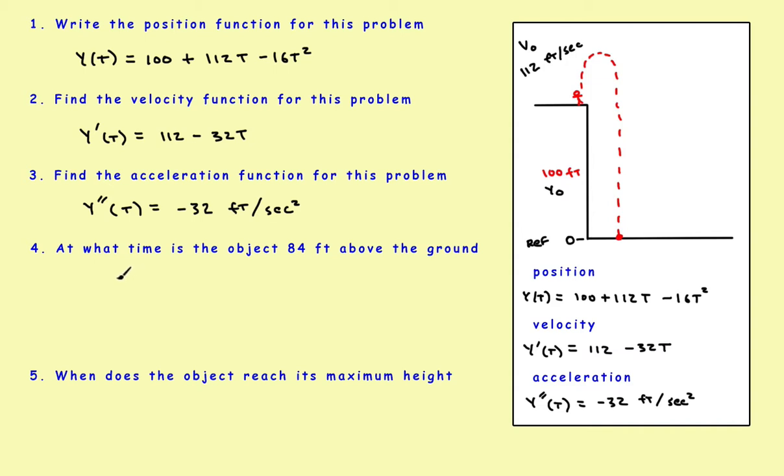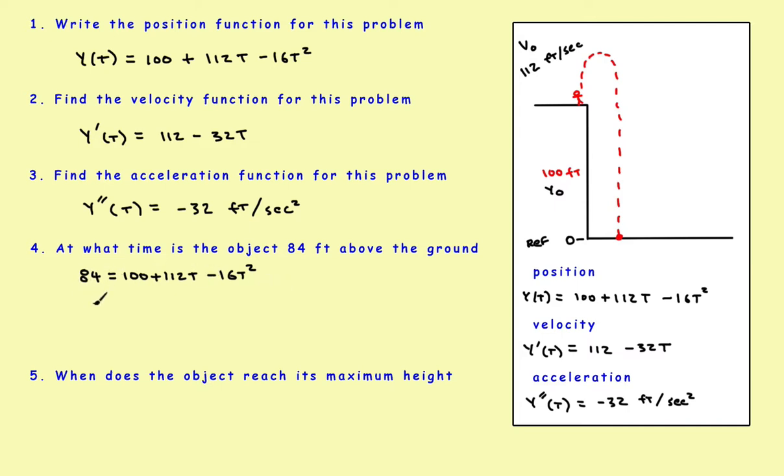So the first problem looks like this. It says, at what time is the object 84 feet above the ground? Well, that's position. You want to know when did that happen? When was it 84 feet above the ground? Since it involves position, we'll use the position equation. In this case, you want to know when was the object 84 feet above the ground, so it'll actually look like this. You'd have set the height equal to 84 feet, and this would be 100 plus 112t minus 16t squared. So if you want to know when the object was 84 feet above the ground, just set the height equal to 84 feet and solve for t.